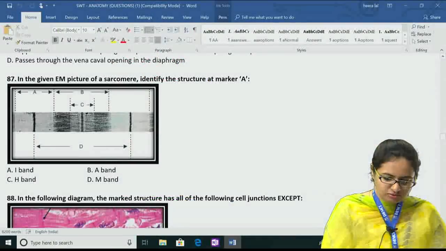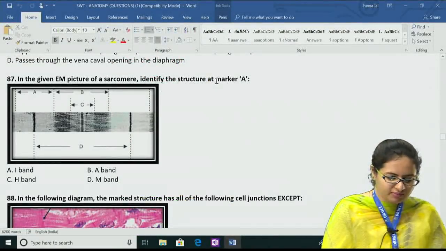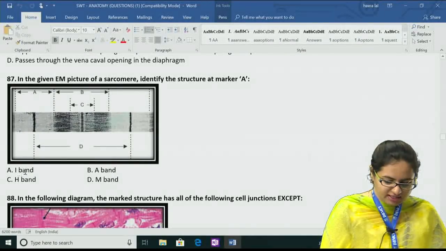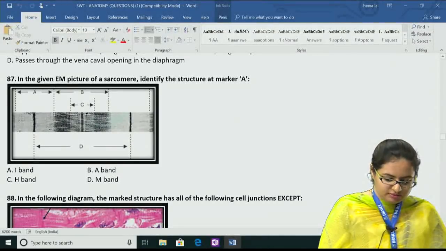So if we go back to the question, we have to identify the marker A. The marker A over here is the I band. So the answer for this question 87 will be A, that is I band.